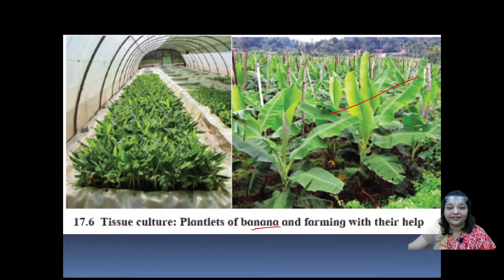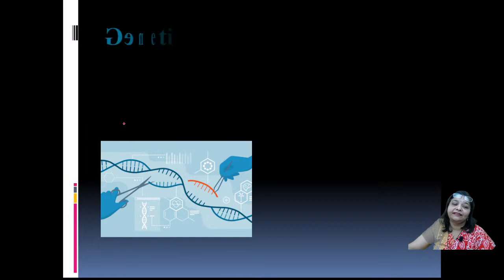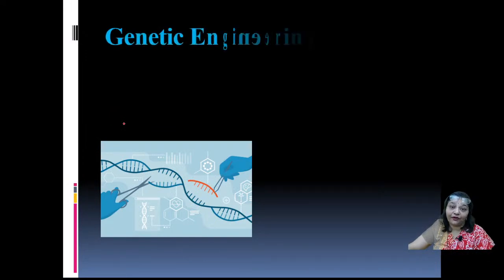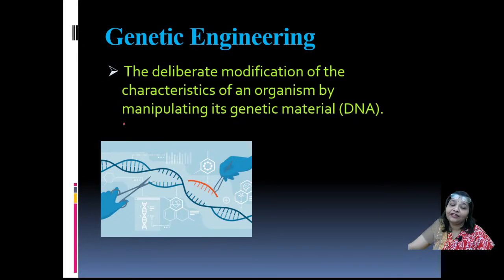Okay, tissue culture. Next, let us see the second method of biotechnology, which is genetic engineering. Now regarding genetic engineering, you'll be studying it in brief and in detail in higher classes, but let me just introduce you to this field. Genetic engineering is actually the deliberate modification of the characteristics of an organism by manipulating, changing its genetic material.